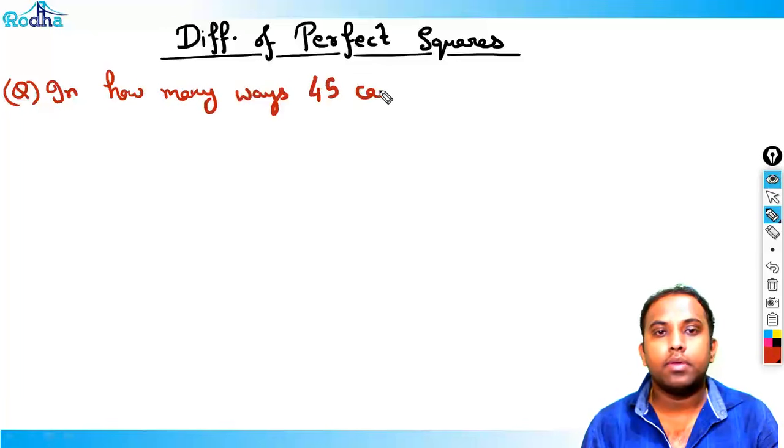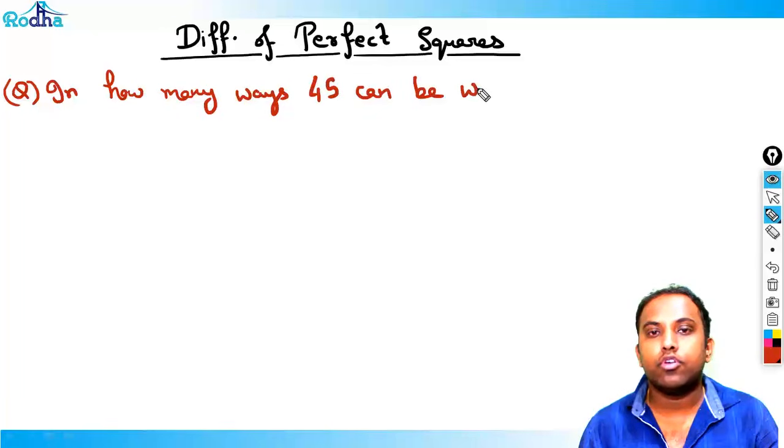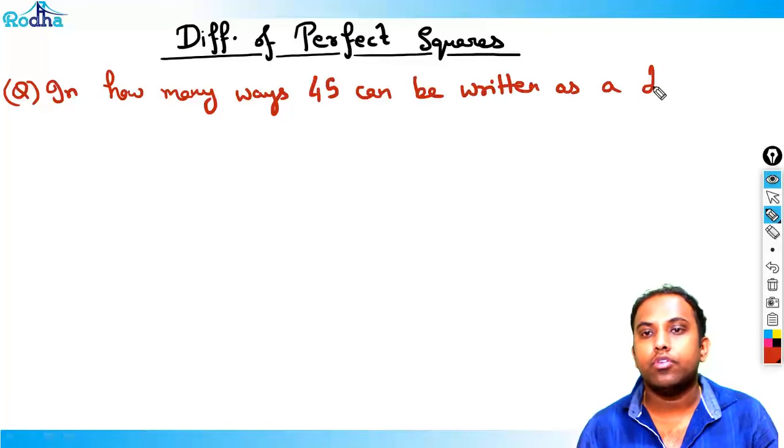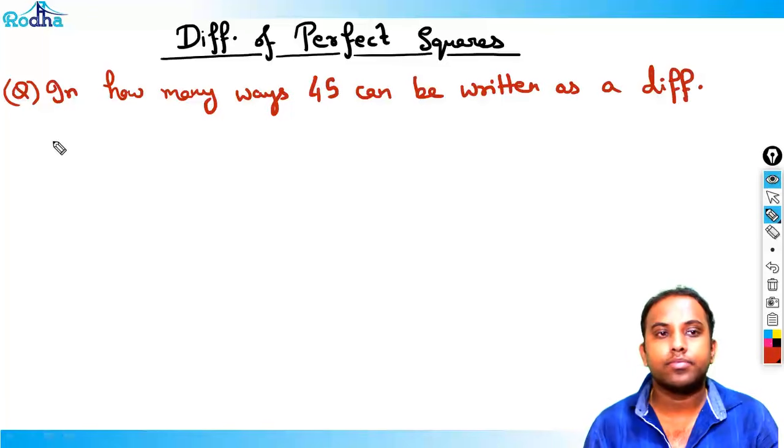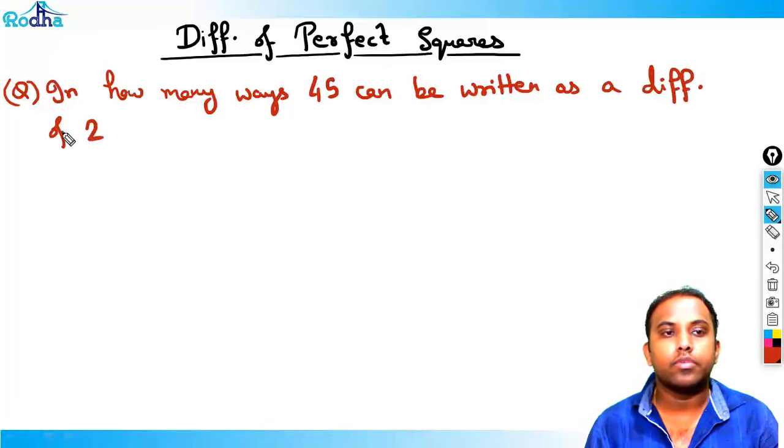The question will be like this: in how many ways can 45 be written as a difference of two perfect squares? As a difference of two perfect squares. Now this is the question here.